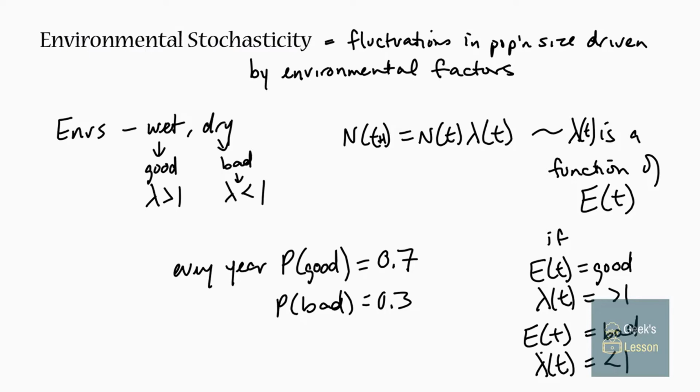It's also entirely possible to have both environmental stochasticity and demographic stochasticity in your model, just like it's quite possible to have a genetic model that has both selection and drift.